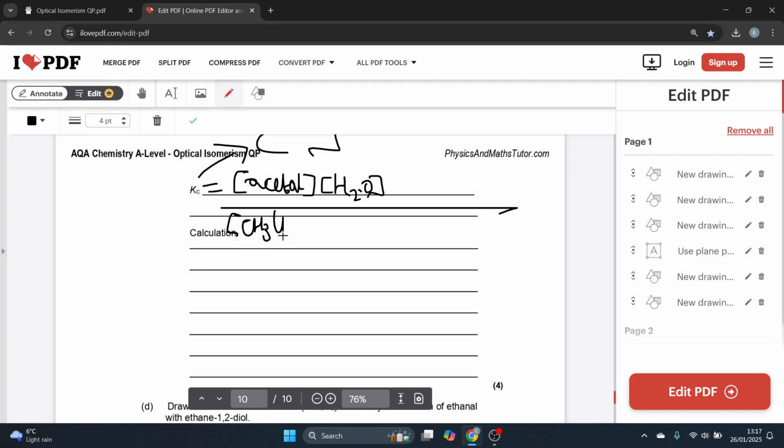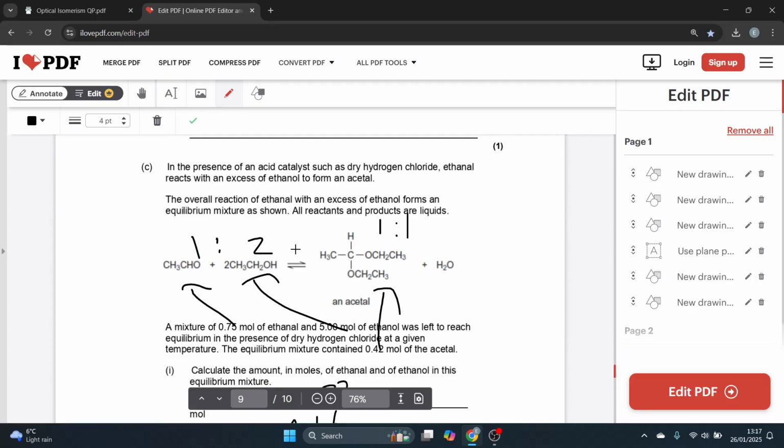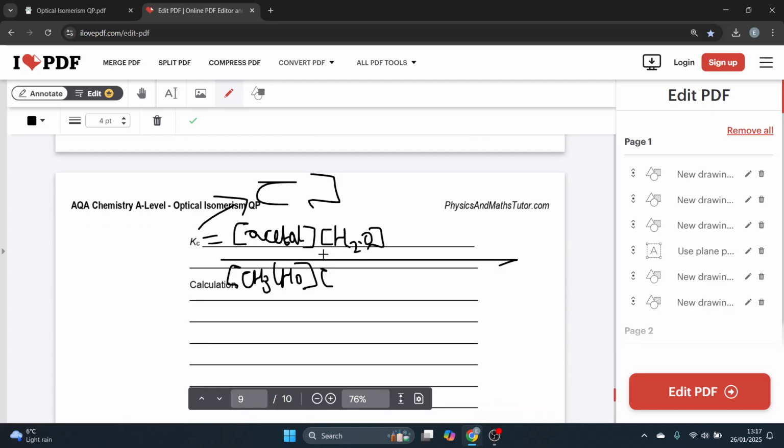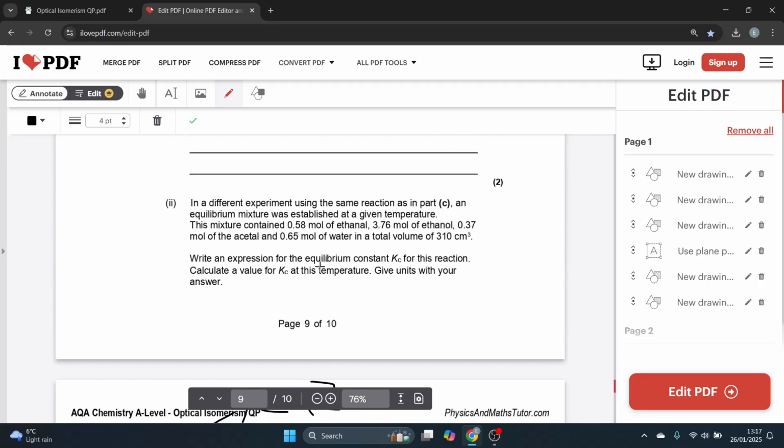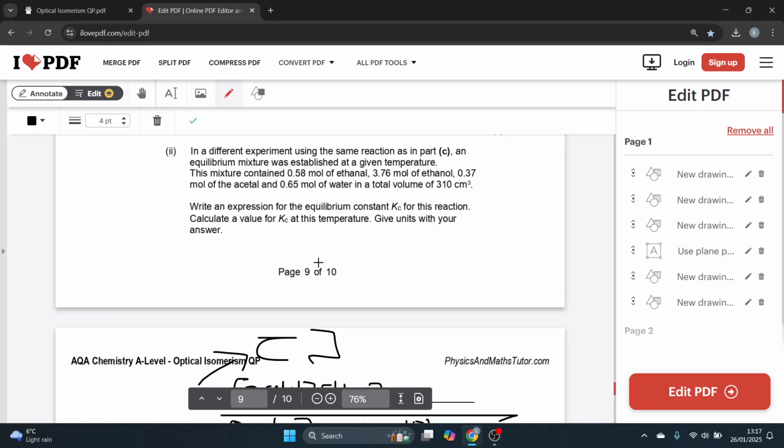CH3CHO times by CH3CH2OH. But because we've got 2 moles of it, it's going to be to the power of 2. Remember, square brackets, it's going to be squared. Then it wants me to calculate value for Kc.